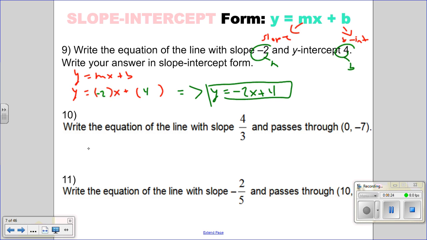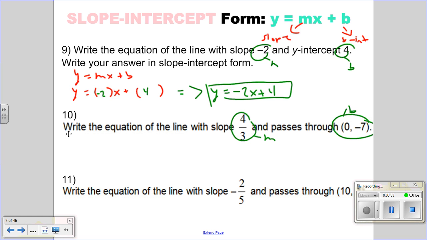Number 10, write the equation of the line with the slope 4 over 3 and passes through the point 0, negative 7. So m is 4 over 3. When you see a coordinate that has an x value of 0, anytime you have a coordinate with an x value of 0, that is a y-intercept. So this is b.